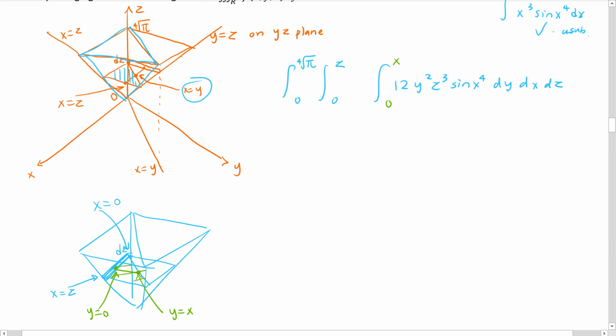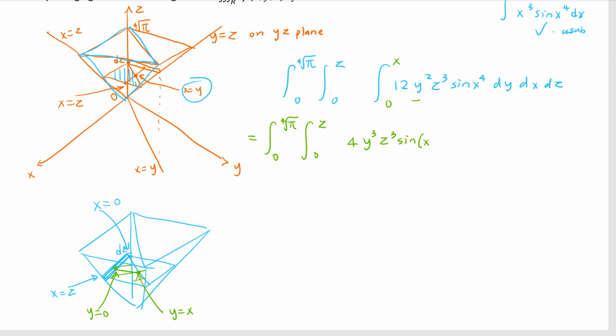Okay, let's continue. Let's start to solve it. First thing, integrate with respect to y. So 0 to 4 root of pi, 0 to z. Y squared becomes y cubed over 3. 12 over 3 is 4. So 4 y cubed, z cubed, sine x to the 4th, and then y from 0 to x, dx dz.